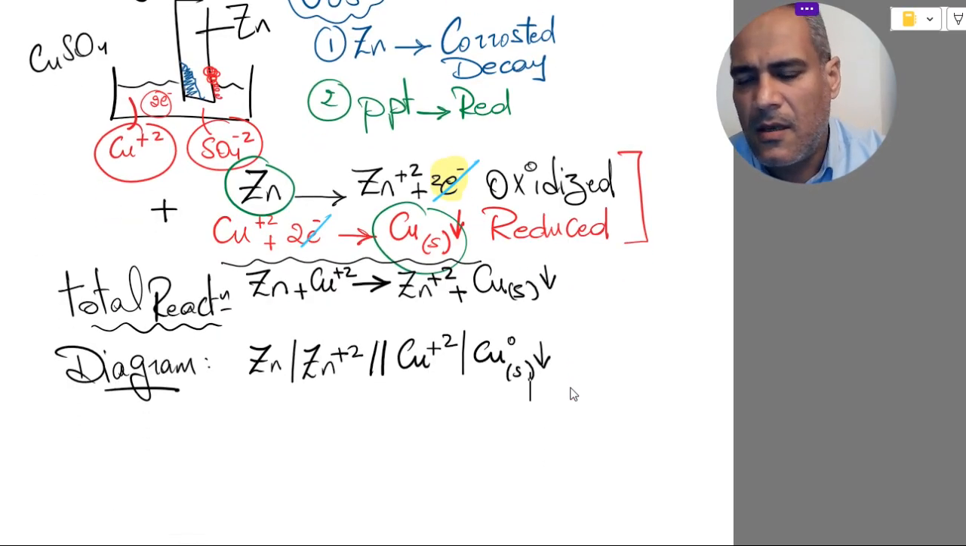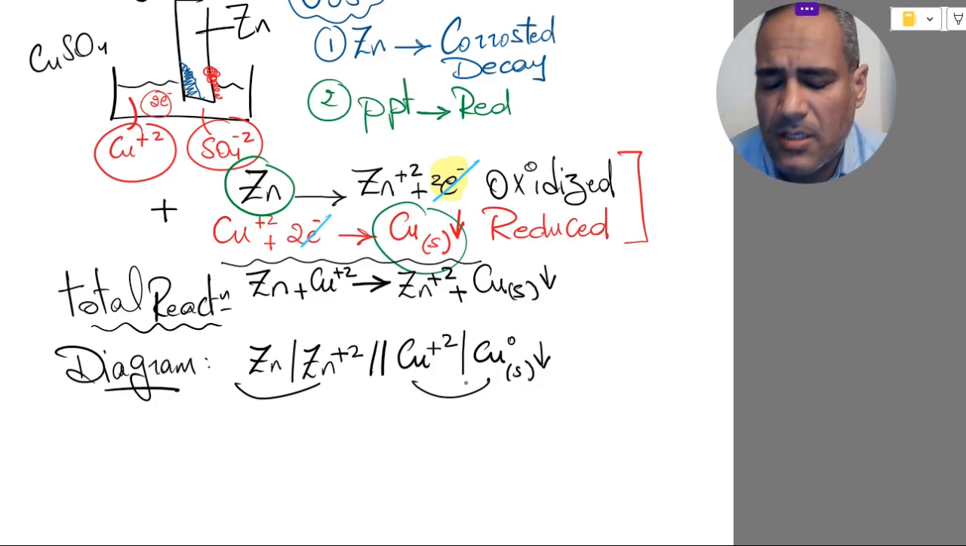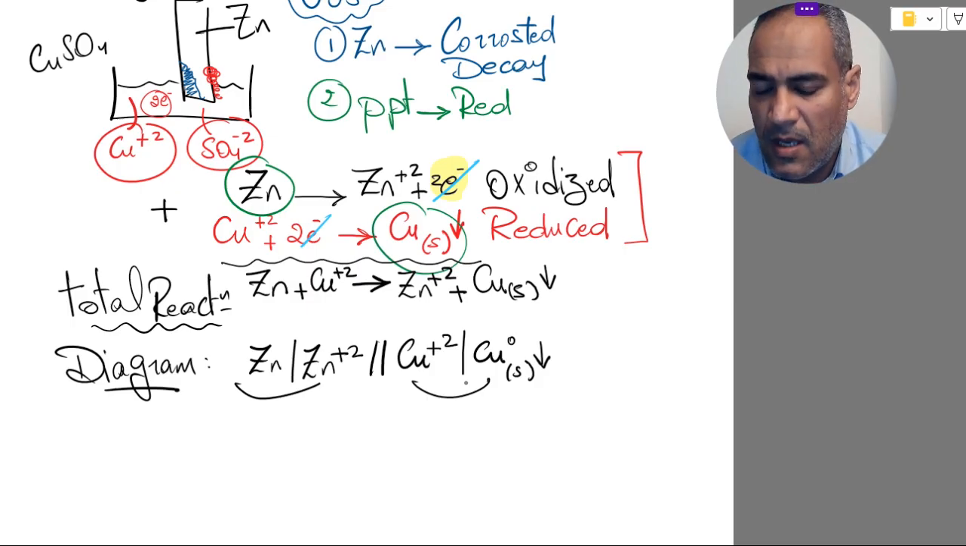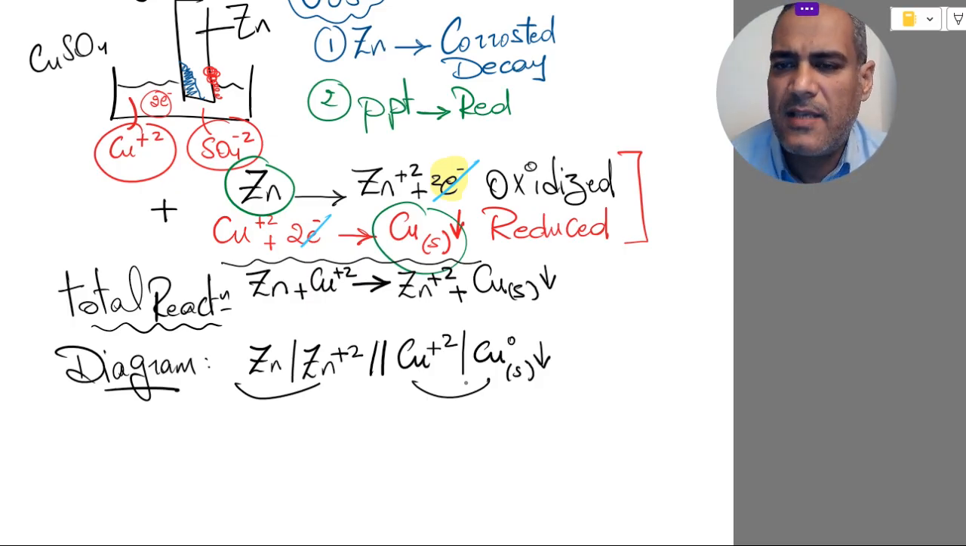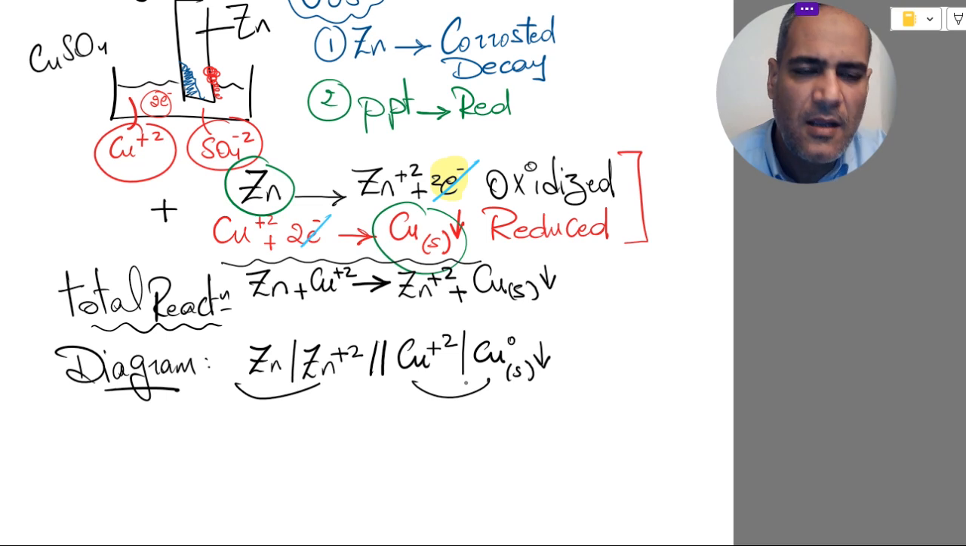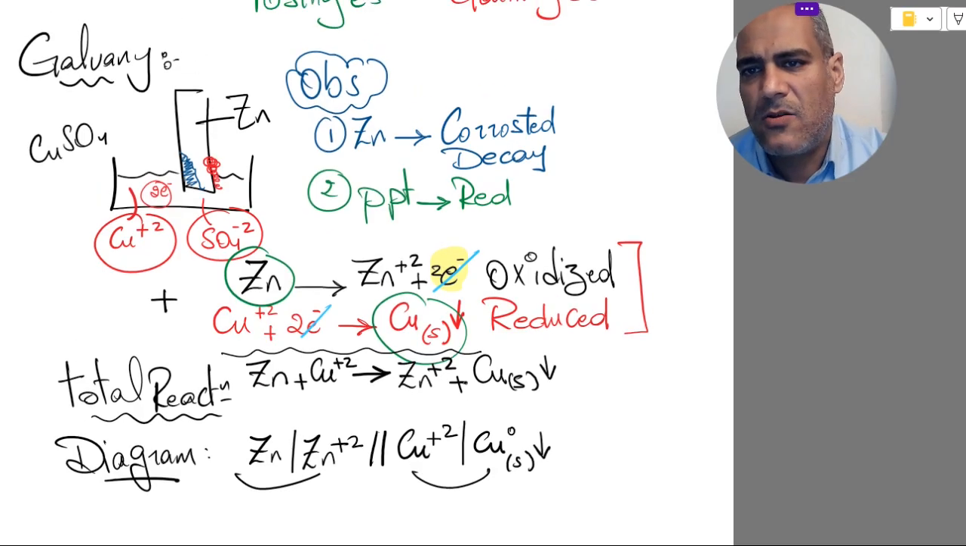But the question is, why is the zinc oxidized and the copper reduced, and not the reverse operation? The second question is, where is the electricity? To explain the electricity, we have to explain what is called the Daniell cell in the next session.